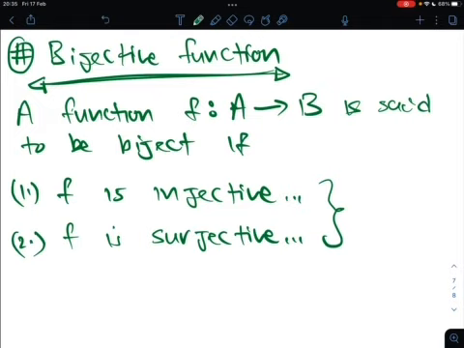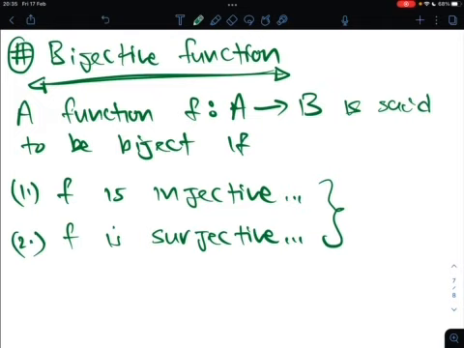Which means if you are tasked with a question whereby you are asked to prove that a function is a bijection, you simply have to prove that that function is injective, and then secondly you have to prove that that function is surjective. If you can prove these two for that given function, then the task is done. You can now make the conclusion that this is indeed a bijective function.